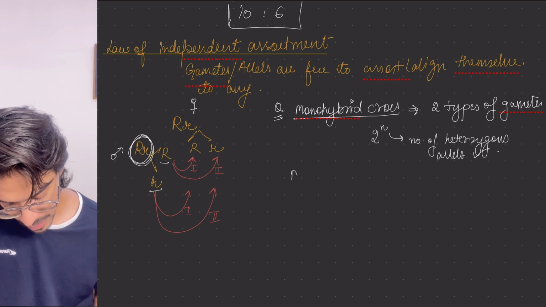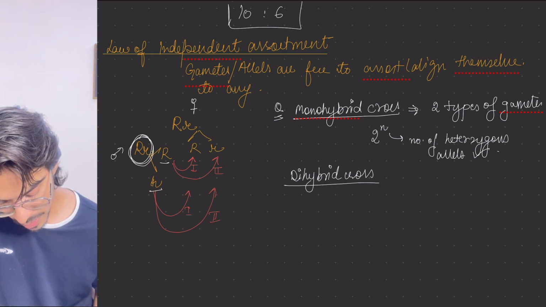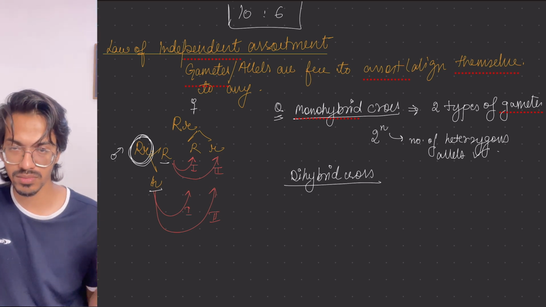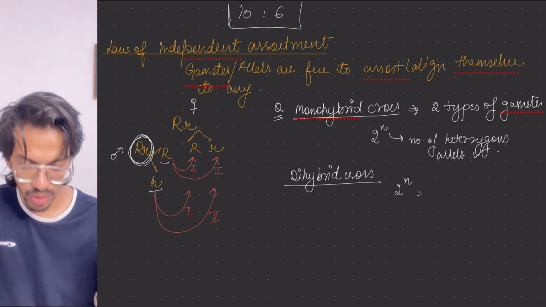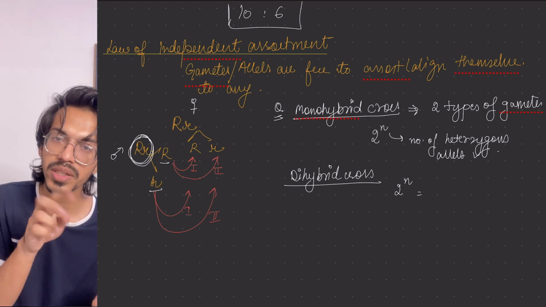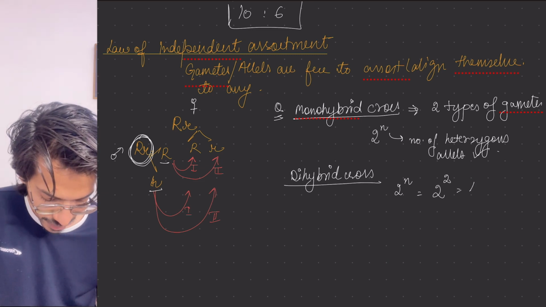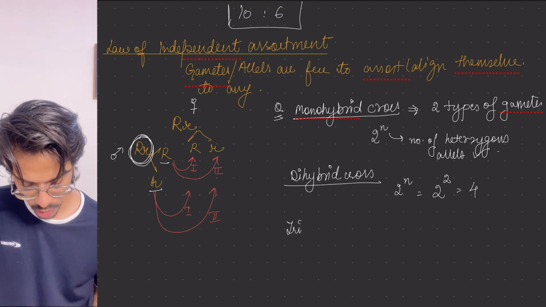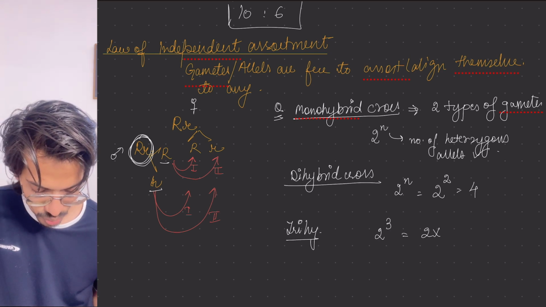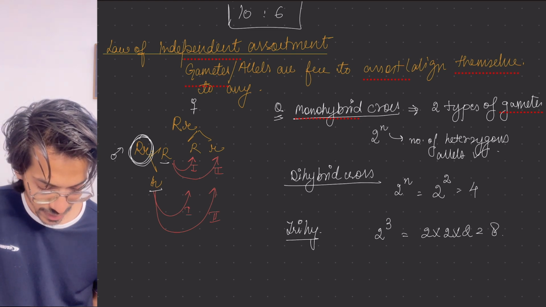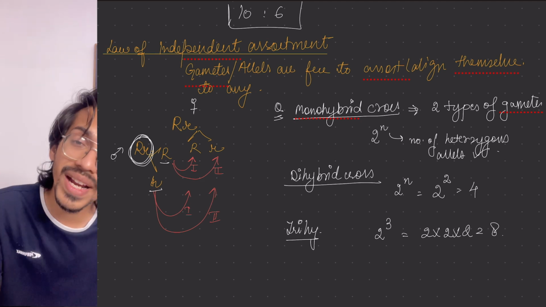For example, if it is a dihybrid cross, you remember that you used to make 4 different gametes for each parent. So this should be 2 raised to power n, with n being heterozygous. How many heterozygous genes were there? 2, because we are taking 2 genes. So 2 raised to power 2, that is 4. If someone asks about trihybrid, in trihybrid it is 2 raised to power 3, that is 2 into 2 into 2, that is 8. That is also okay. The next question they can ask you is how to find the gametes.